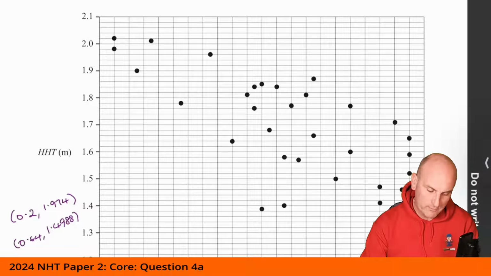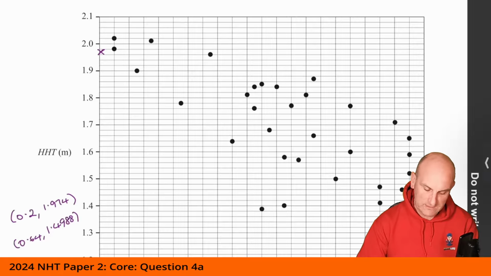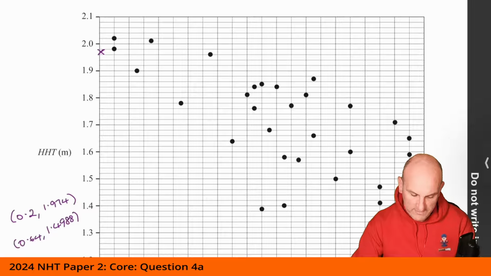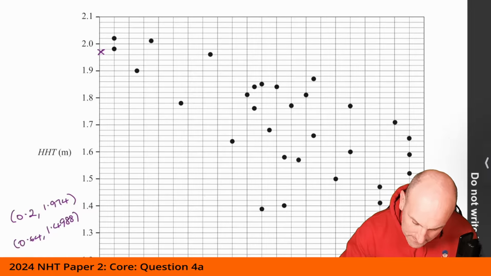Right, so I've got 0.2 and 1.974. So again, I've got to be pretty accurate here. That's going to be 0.8. So it's going to be just below there. So there we go. I'm going to put my cross there. And at 0.64 is 1.498, so 1.5. So again, try and find my 1.5.